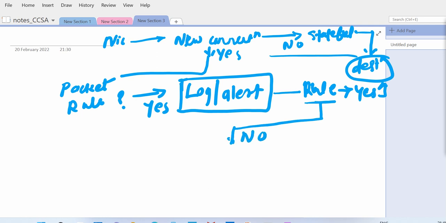then what happens? This is the important term which we generally ask employees in the checkpoint interview, or we get as a question in the checkpoint interview. If that packet is not matched, what happens? Then if the packet is not matched or the packet is rejected by the firewall rule, these are two different statements.